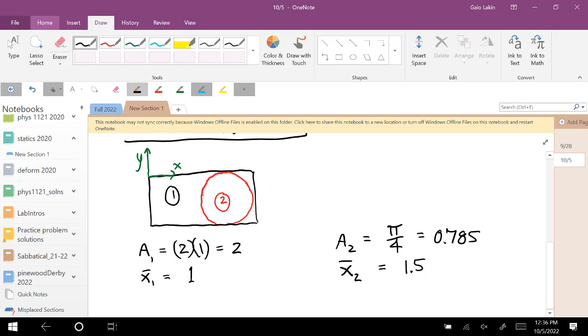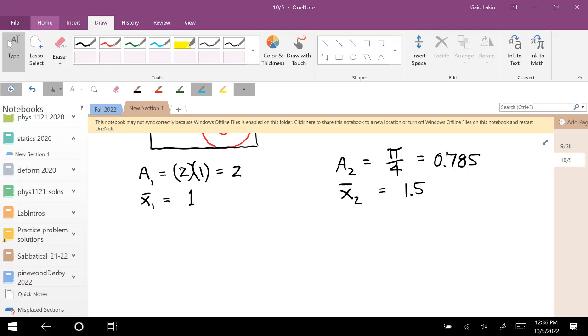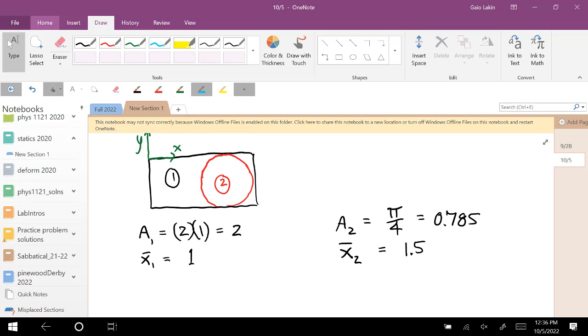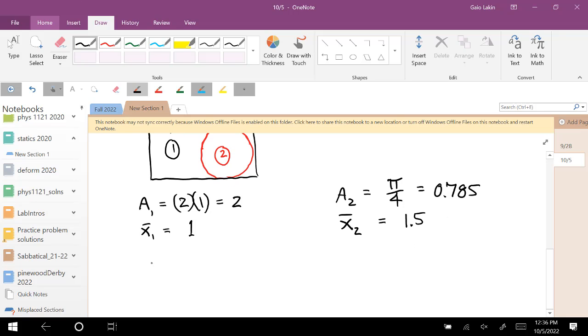And now we're just going to do this as a subtraction. Notice if you're subtracting a piece like this, the total area is going to be the outer area minus the inner area. So A total is 2 minus 0.785. So 1.215.